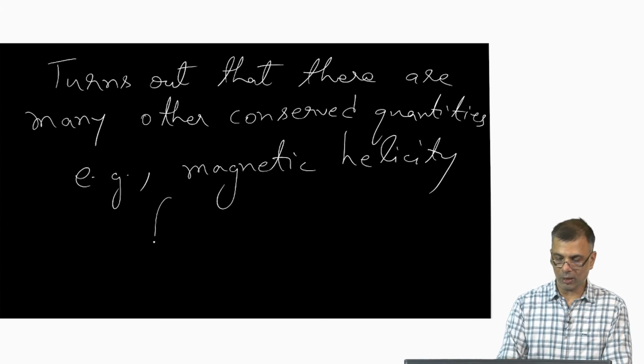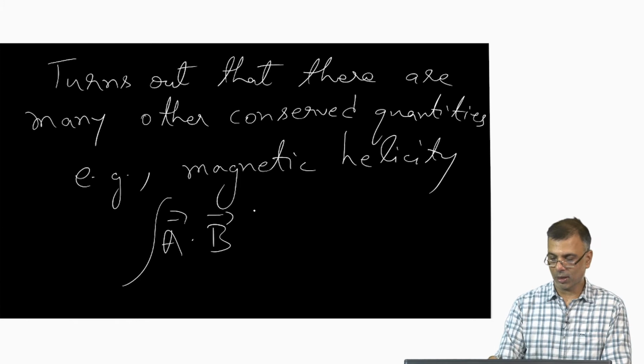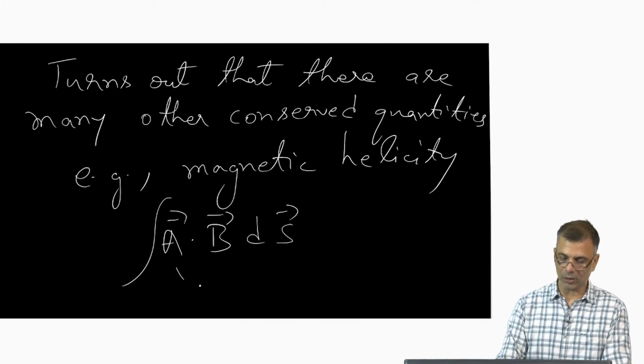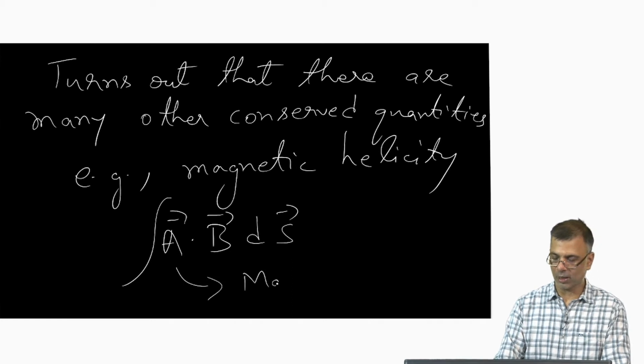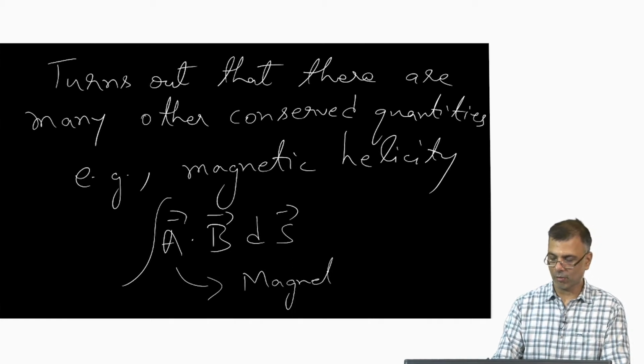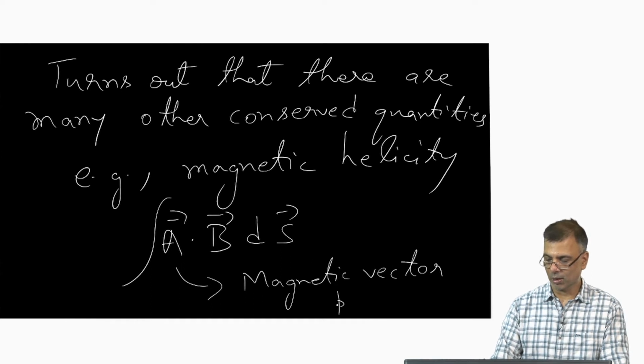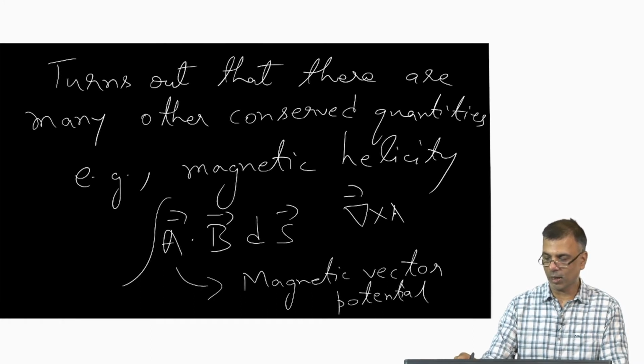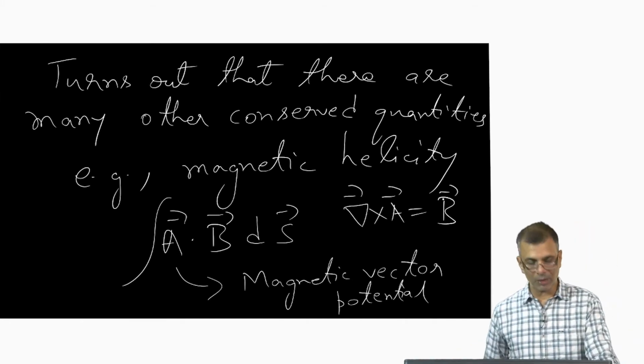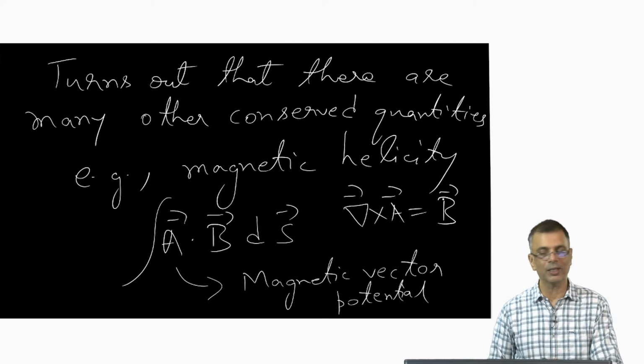Which would be the quantity A dot B, okay, ds or so on and so forth, where this is the magnetic vector potential. Which is to say, curl of A gives you B. We have not really discussed this much, but this is the magnetic helicity. It turns out this is also something that's conserved.